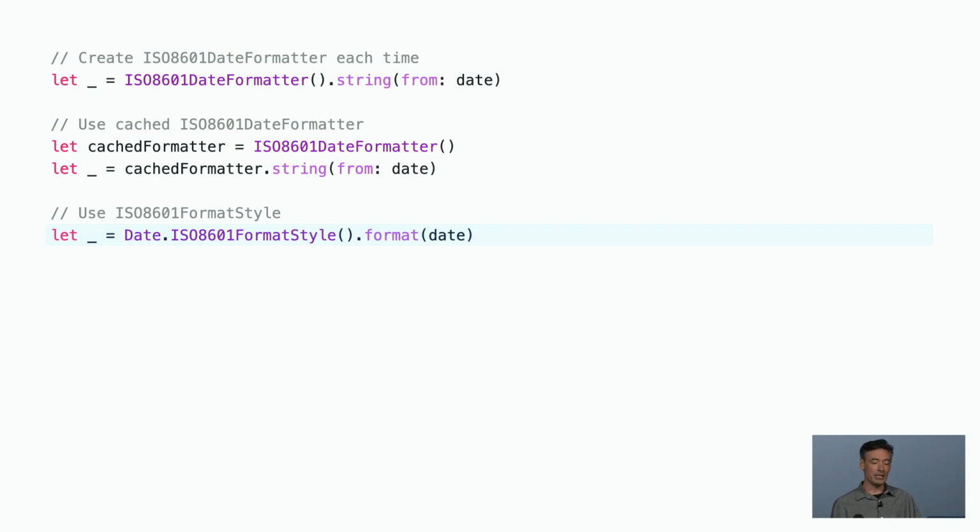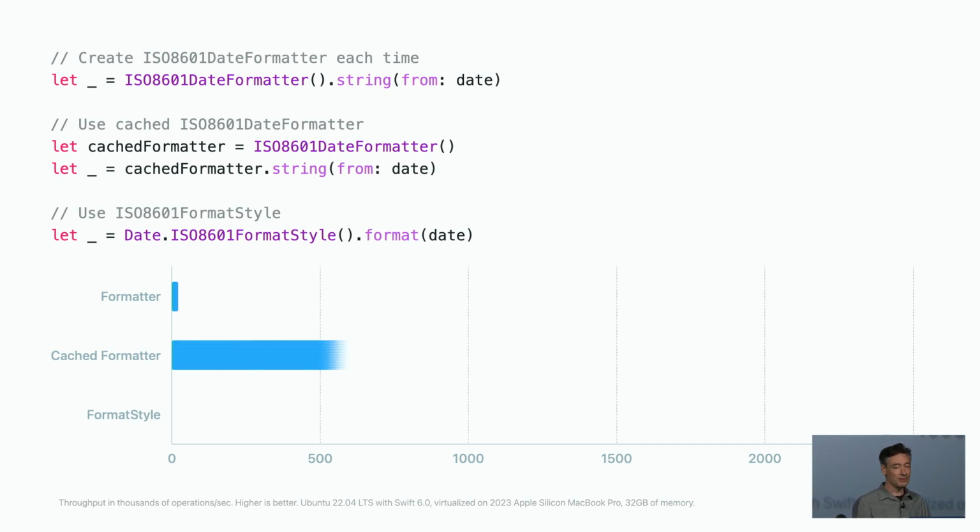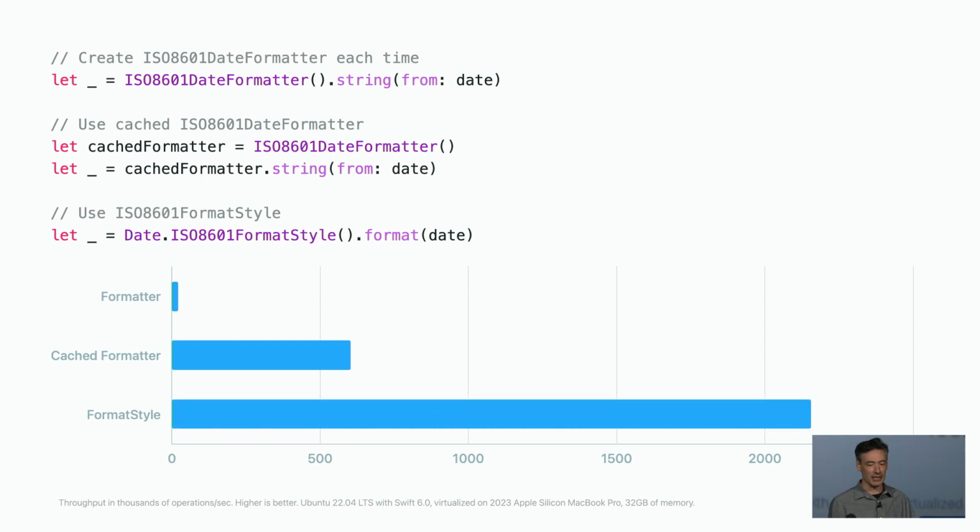So we completely re-implemented the Gregorian calendar in Swift. And this enabled us to put ISO 8601 formatting, which uses the Gregorian calendar, into the Essentials library. And the new Swift implementation of the calendar is also pretty fast. The first code snippet has a throughput of about 21,000 operations per second. The cached one is better at 603,000 operations per second, but the format style option blows both of those away at a whopping 2.1 million operations per second.